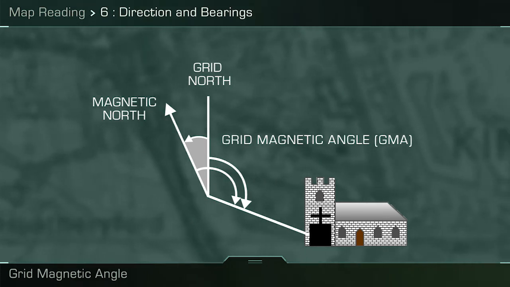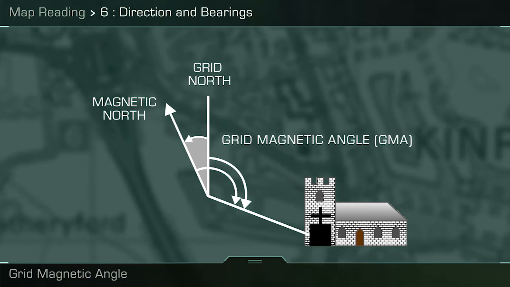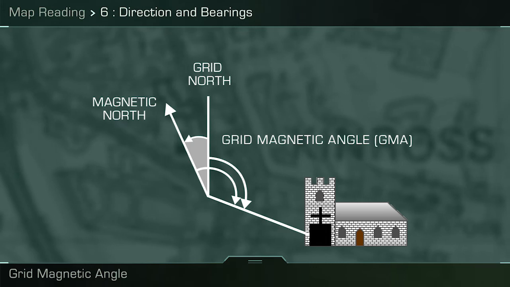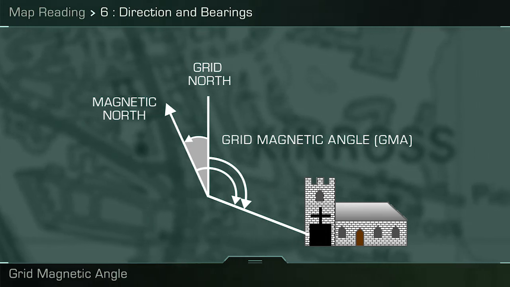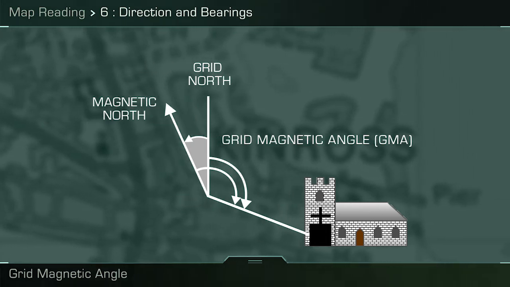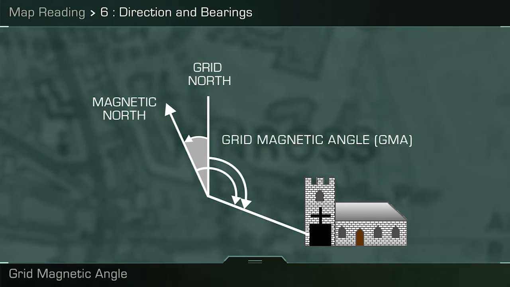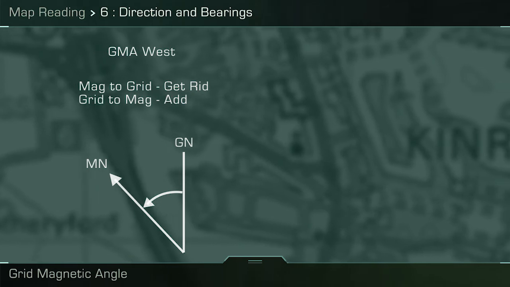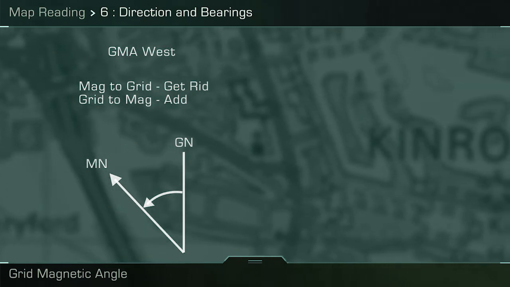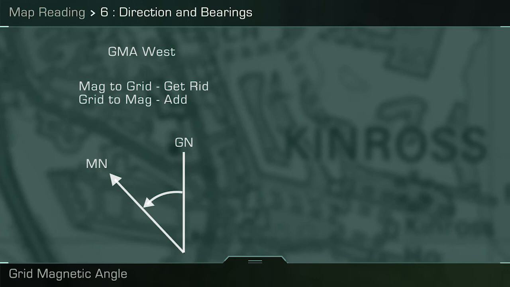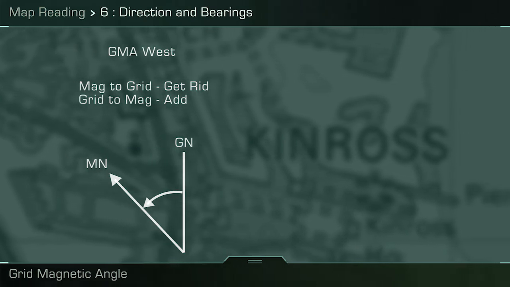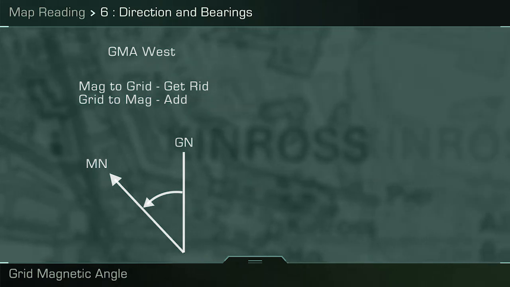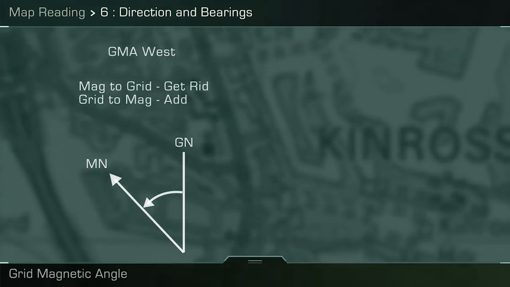When using a magnetic bearing on a map or a grid bearing to locate a feature on the ground, the difference between the magnetic and grid north, the GMA, must be taken into account, which means either adding or subtracting it, and this can be remembered with a useful phrase. Shown clearly here, if the magnetic north is to the west of grid north, when using a magnetic bearing to find a feature on a map, you subtract the GMA from your magnetic bearing to find the correct grid bearing, remembering as mag to grid, get rid.